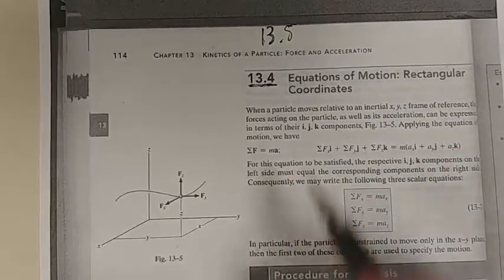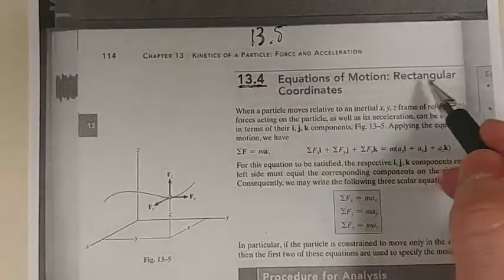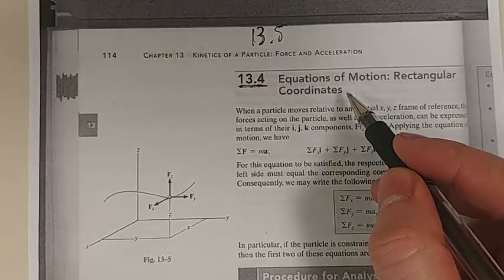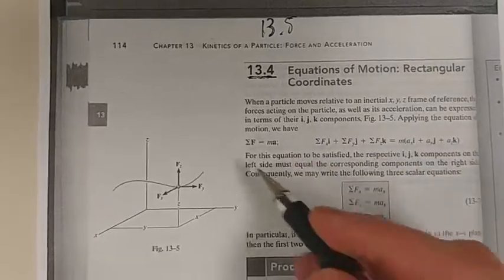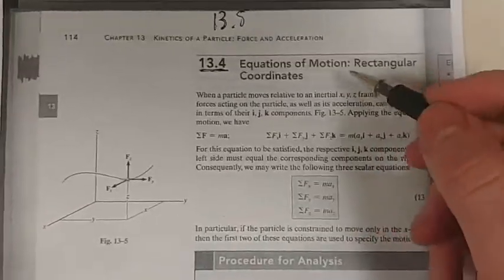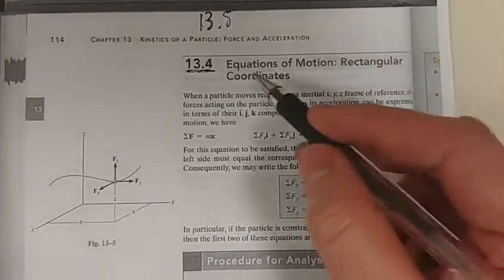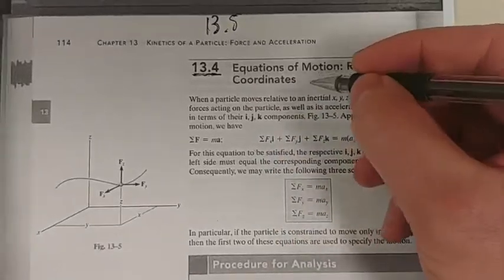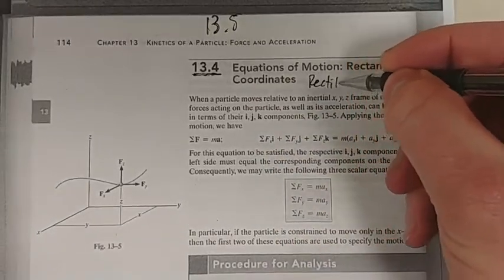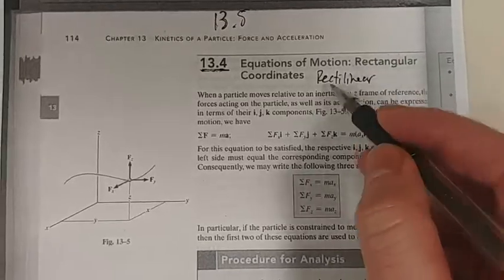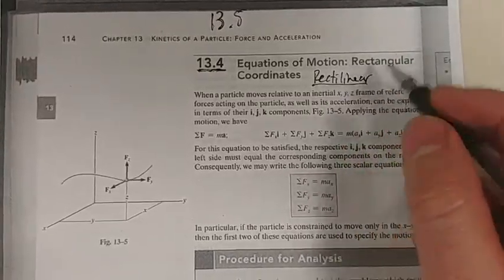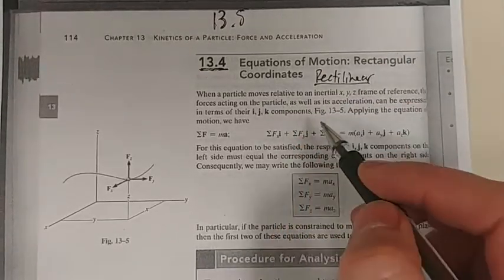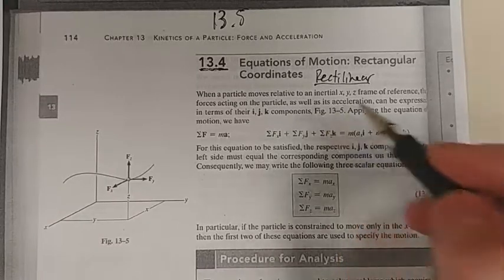Okay, so 13.4, we looked at the equations of motion, rectangular coordinates. So what did we say here? Well, essentially what we found is that if we have rectilinear motion, which is straight line motion, we would use the rectangular coordinate system. And what does that mean?